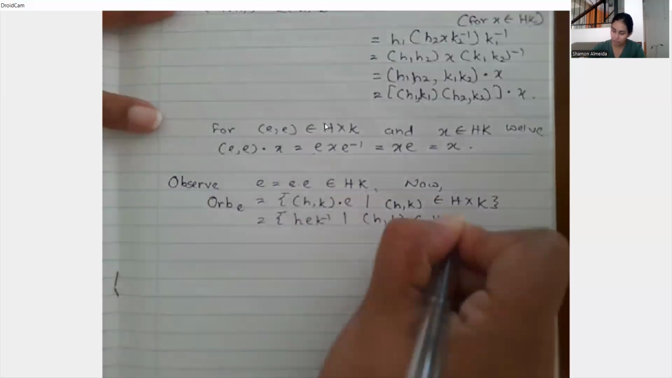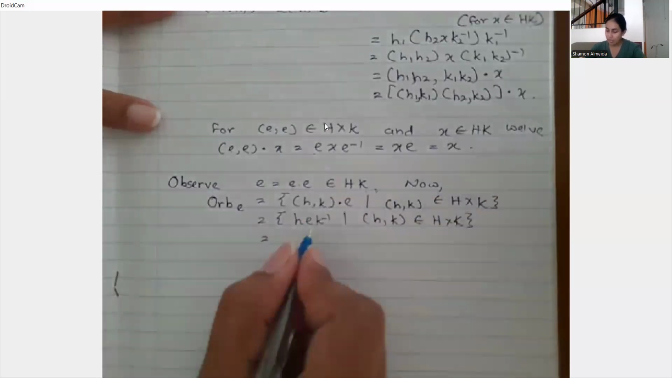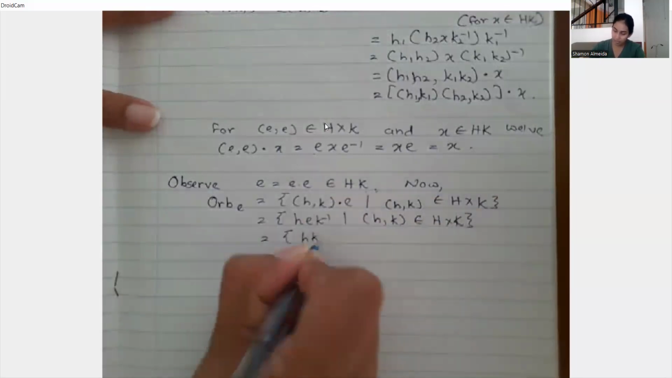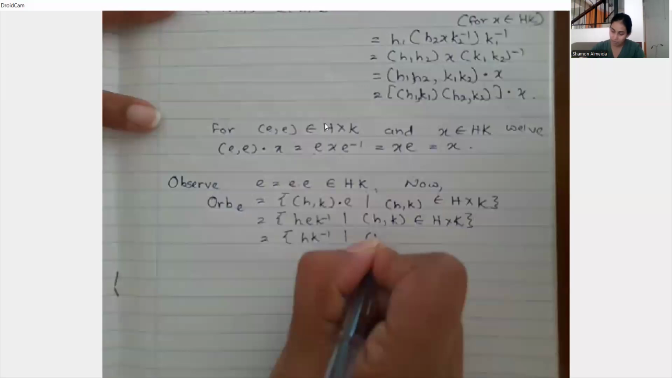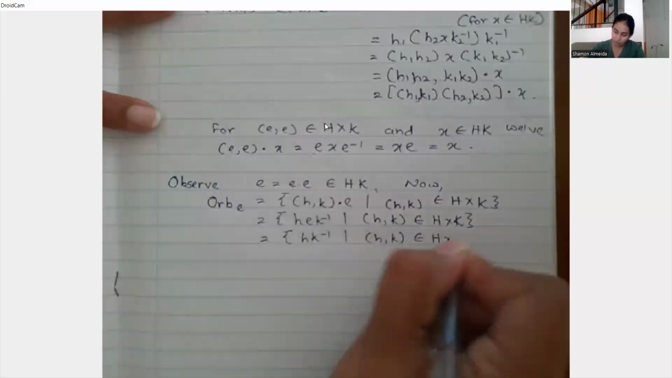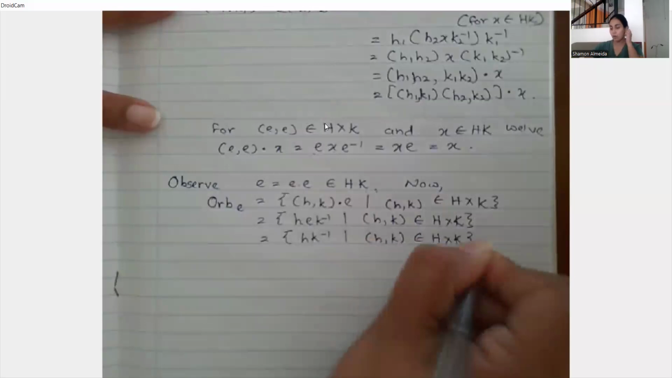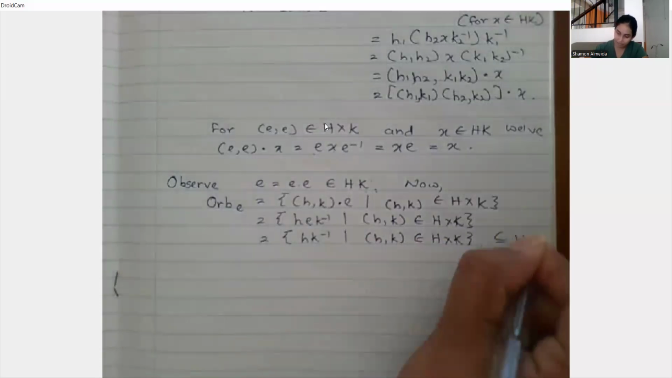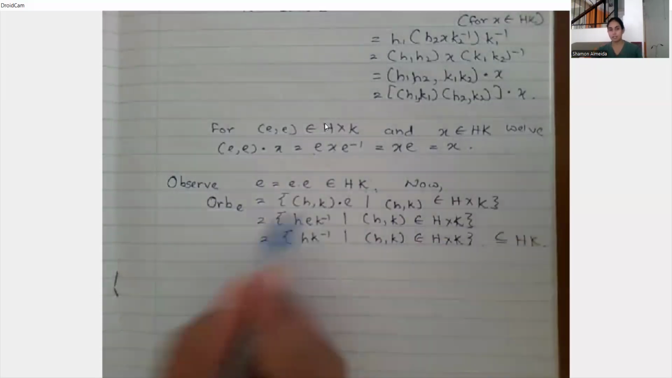Comes from H cross K. Now this H times the identity is HK. So this actually contains elements HK inverse, where HK is an element in H cross K. Now observe, what I'm going to do is show that the set HK is a subset of this orbit. By definition of an orbit, we know that this is a subset of HK, right? Now this contains elements of this form.